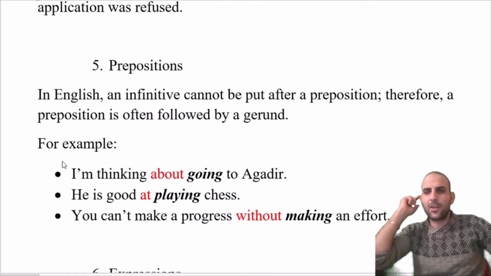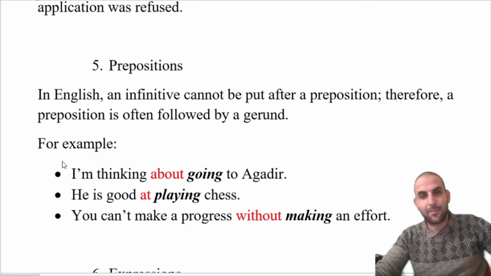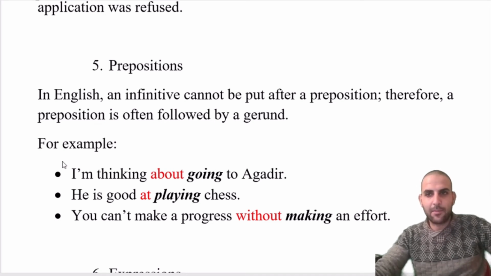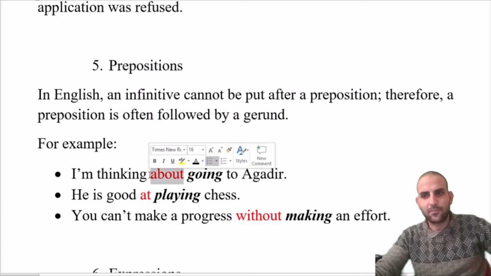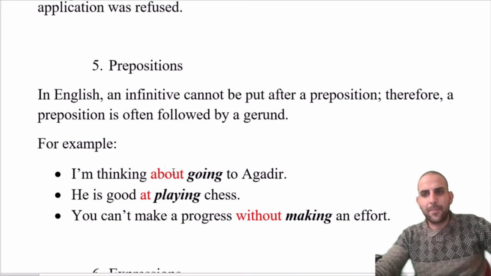Prepositions. In English, an infinitive can't be put after a preposition. Therefore, a preposition is often followed by a gerund. For example, I'm thinking about going to Agadir. Here we have a preposition, as you can see. After this preposition comes a gerund. So after all prepositions, whenever you find a preposition, please put a gerund.